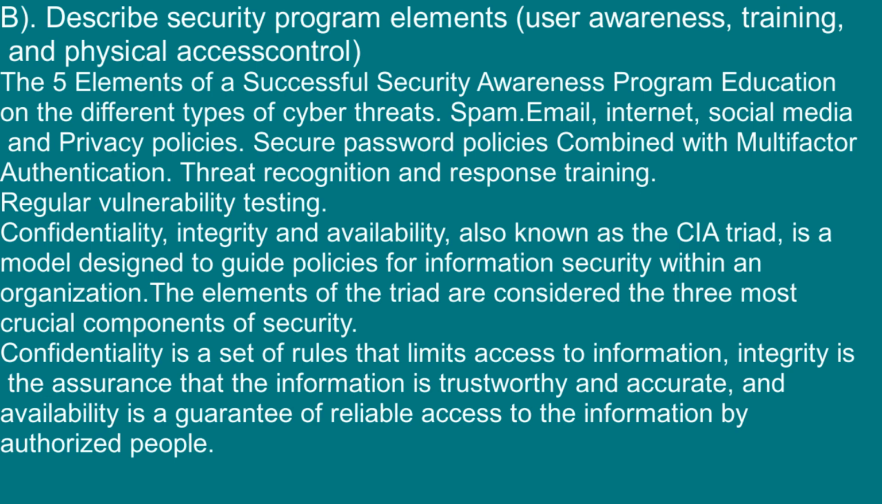confidentiality, integrity, and availability, also known as the CIA triad, is a model designed to guide policies for information security within an organization. The elements of the triad are considered the 3 most crucial components of security. Confidentiality is a set of rules that limits access to information. Integrity is the assurance that the information is trustworthy and accurate, and availability is a guarantee of reliable access to the information by authorized people.